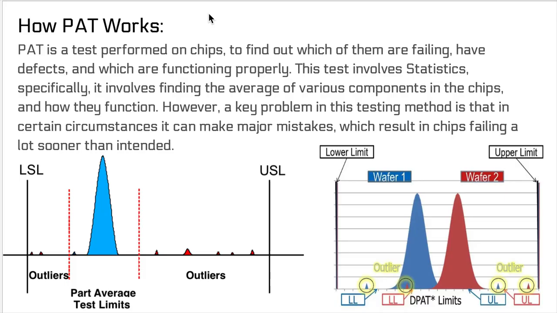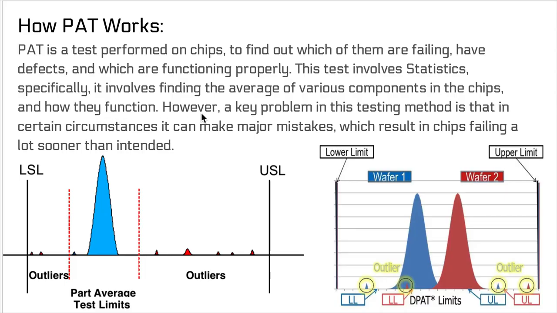So PAT, it's a test that is performed on chips. It's used to find if chips are failing, if they have any defects, it's used to also check if the components in the chips are functioning properly, all of that. And PAT is a very statistics-based test. It involves a lot of statistics, and specifically, it involves finding the average of various components in the chips. It also involves finding the average of how they function compared to other devices in the chip.